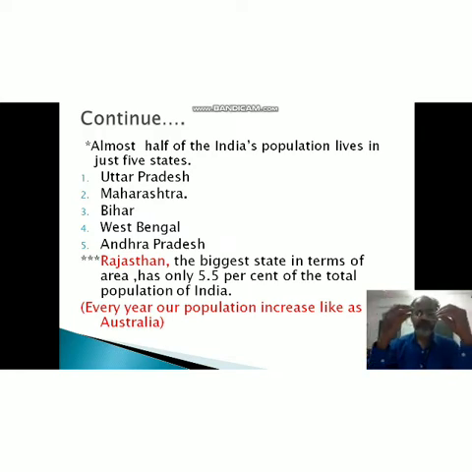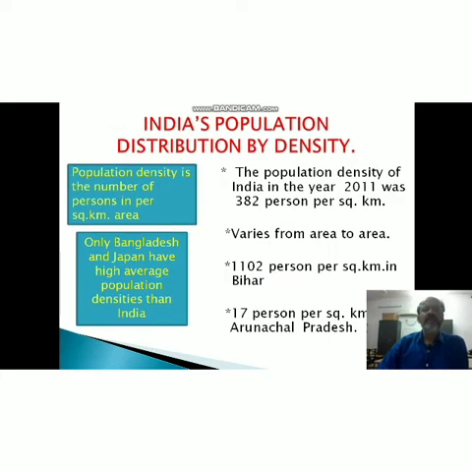And we know Rajasthan is the biggest state in terms of area. The biggest state in terms of area is Rajasthan. It has only 5.5% of the total population of India. One interesting fact is there. Every year our population increases like Australia. That means we are increasing by an Australia in 1 year.